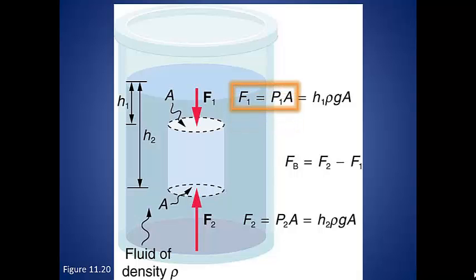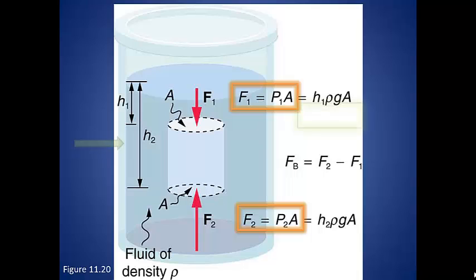The force acting at the top of the cylinder is equal to the pressure at that depth times the area. So we can say that force 1 is equal to pressure 1 times the area. The force at the bottom of the cylinder is equal to the area at the bottom times the pressure at that depth. So force 2 acting on the bottom of the cylinder is pressure 2 times the area.